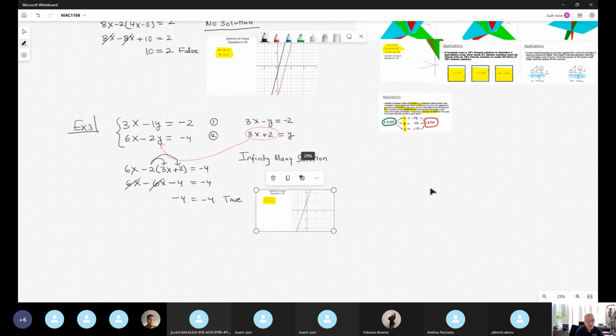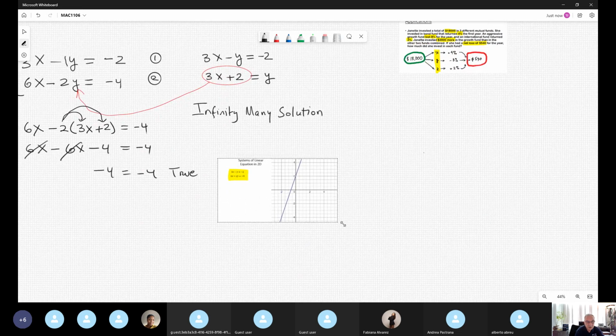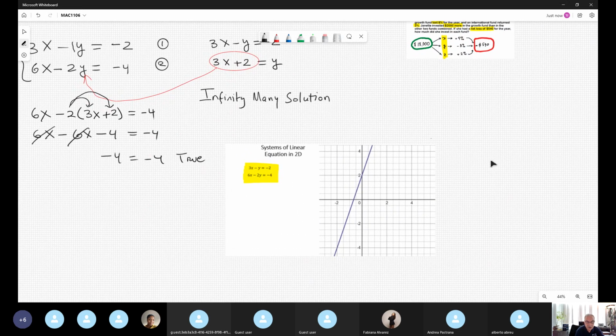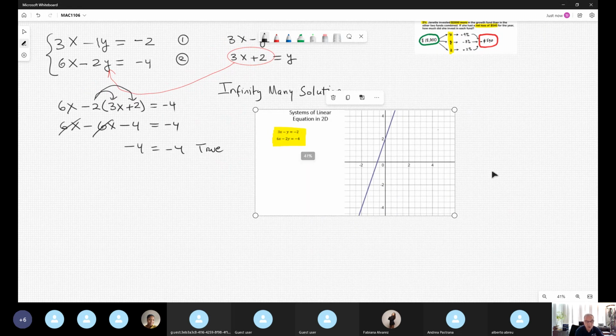Okay, there you go. This is the graphic I did in Desmos. I put both equations. Oh, professor, but I see only one line. Oh, the reason is that actually we have one line.